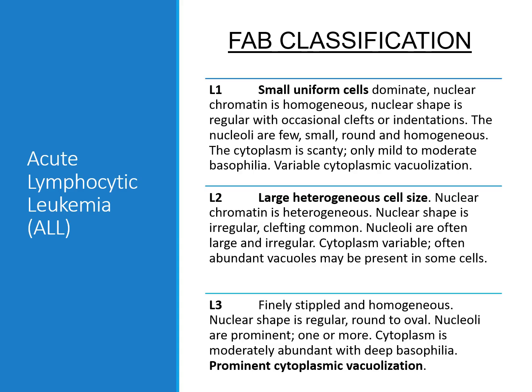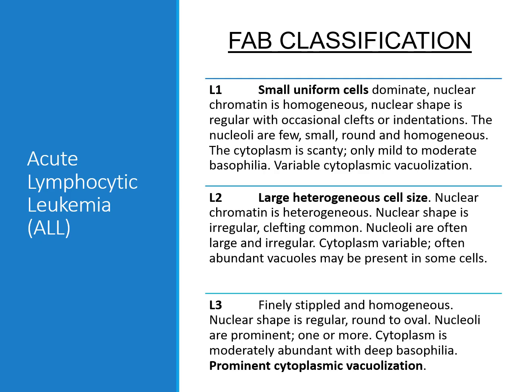So the first type of classification is called L1. Those will be small uniform cells, which are dominant. We're going to have nuclear chromatin that's homogeneous, so it's going to be very smooth chromatin, no clumping. We're going to have a regular nuclear shape. We may have occasional clefts or indentations. And then the nucleoli, or those clearings within the chromatin of the nucleus, are few, small, round, and also homogeneous. The cytoplasm is going to be scanty, with only mild to moderate basophilia, and variable cytoplasmic vacuolization.